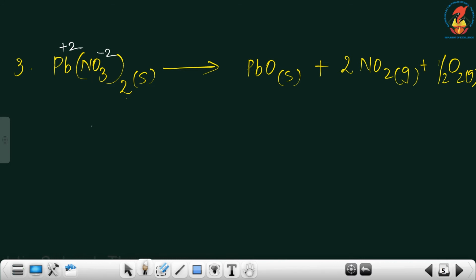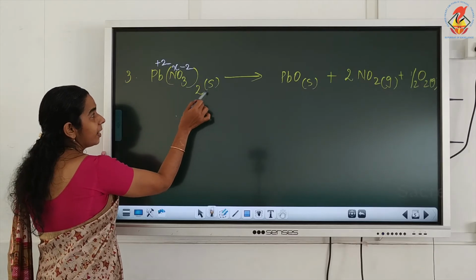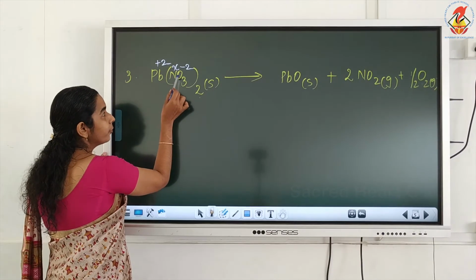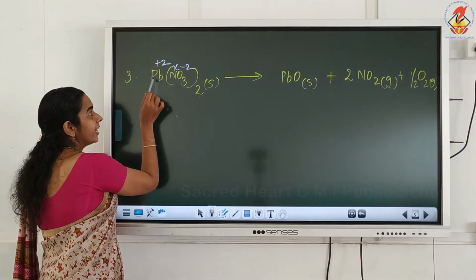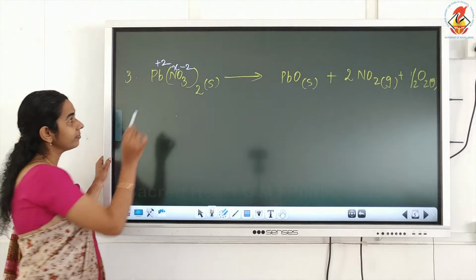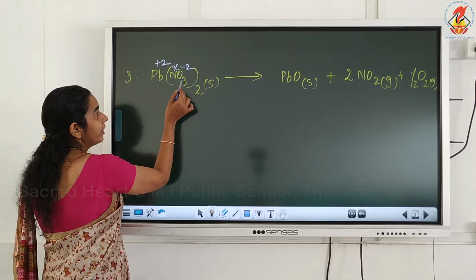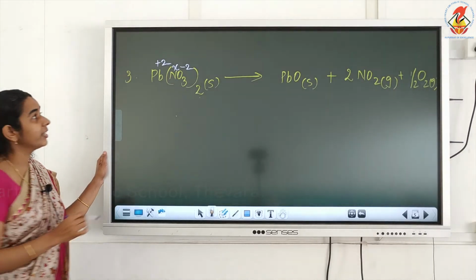Now oxygen -2. It is a neutral species, so the sum should be equal to 0. Nitrogen, let it be X. Here there is one more 2 coming outside the bracket. This 2 is common for this oxygen and nitrogen, but this 2 has no connection with this lead. Now oxygen is -2 into 3, it is -6. So how can we assign the oxidation number of nitrogen here?